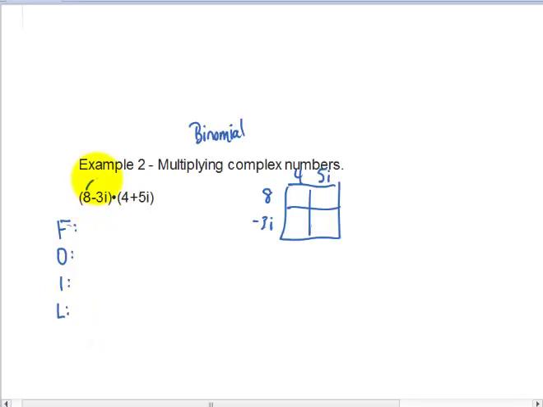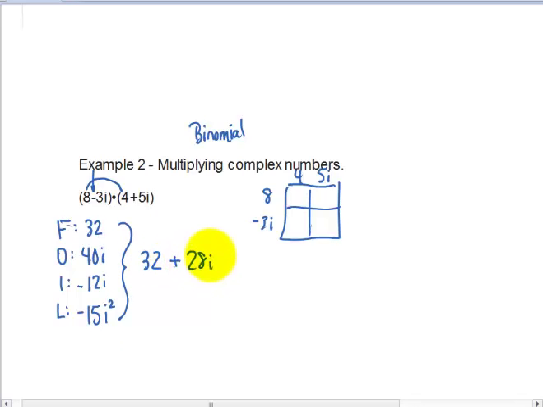And we have, for the first part, 32. For the second part, for the outer, we have 40i. For the inner, we have -12i. Make sure you don't miss that negative sign. A lot of times people overlook that. They're just looking at the numbers and not thinking about their signs. And the last part is -15i squared. So we collect like terms and we write it in standard complex number form. And so we would have 32 plus 28i, because we're adding the imaginary terms together.